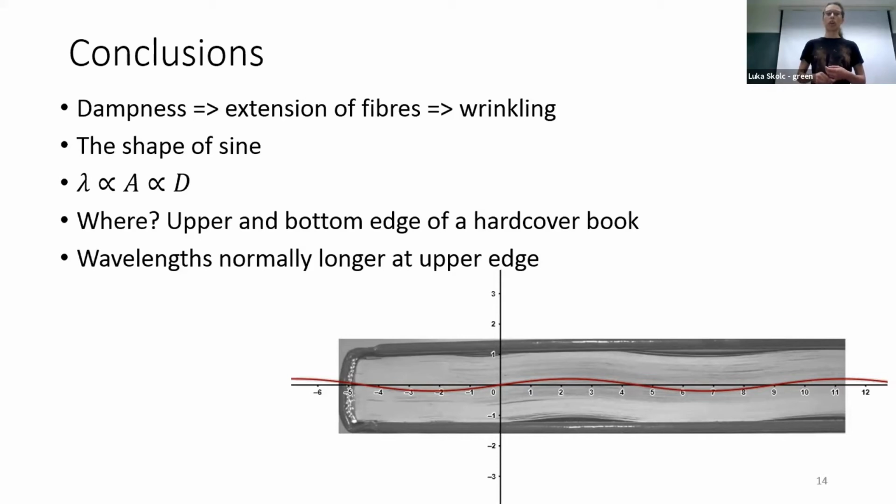Waves form only at the upper and bottom edge of a hardcover book. And since books are more open at the upper edge, wavelengths are also longer at the upper edge. We extracted many interesting facts about wavy pages just from measuring books. So think of them next time when you complain about wet books.